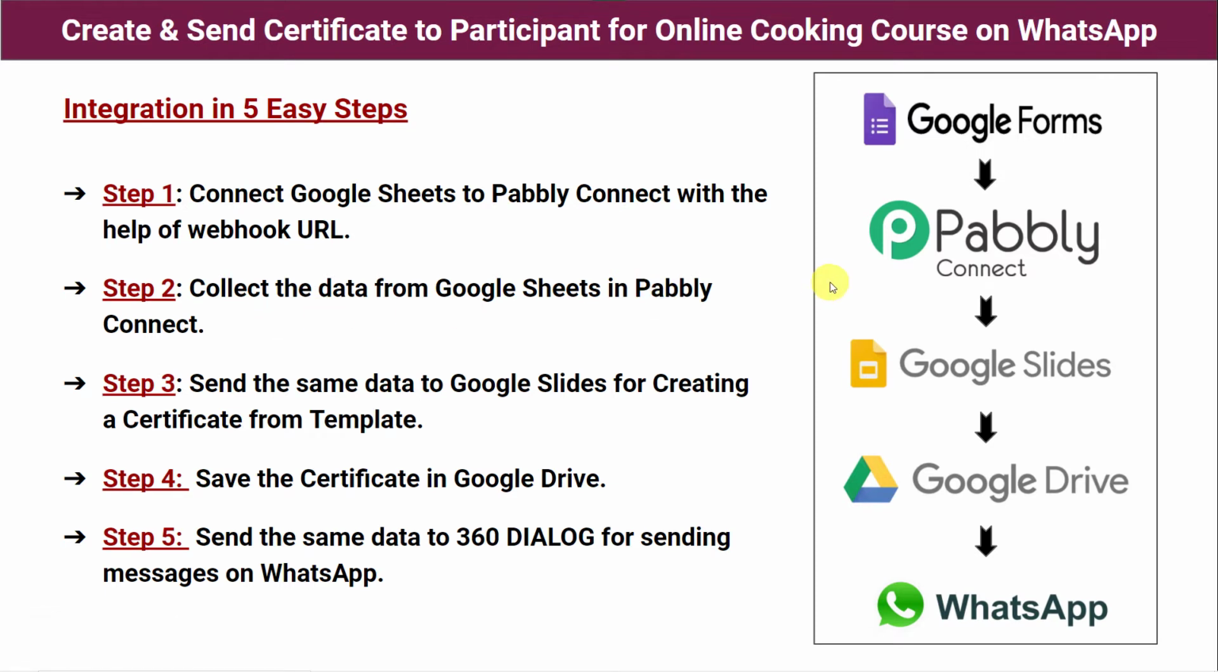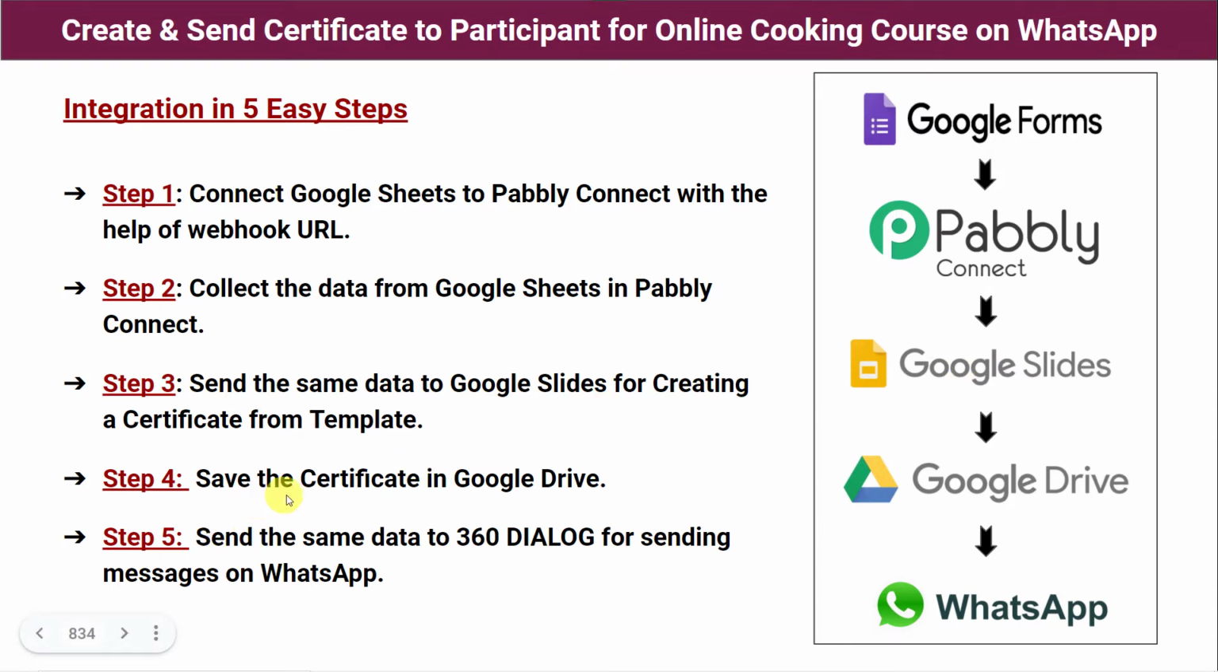Step 2, collect the data from Google Sheets in Pabbly Connect. So whatever the data is there in the Google Sheet, Pabbly Connect is going to capture the data. Okay. Step 3, send the same data to Google Slides for creating a certificate from a template. So whatever data Pabbly Connect has captured from Google Sheets, the same data will be sent to Google Slides, and using a template, a certificate will be created.